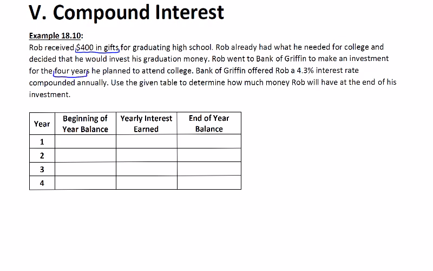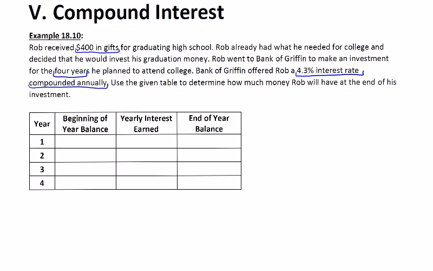And it says Bank of Griffin offered Rob a 4.3% interest rate, compounded annually. Use the given table to determine how much money Rob will have at the end of his investment. So this table is going to help us to organize our thoughts and figure out exactly how much money Rob will have at the end of this 4 years.